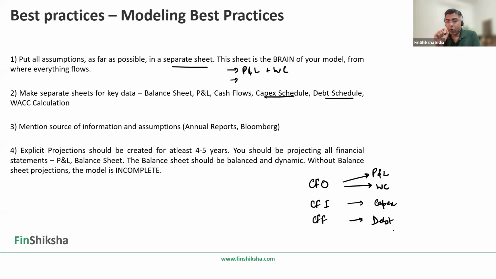Explicit projection should be created for at least 4 to 5 years, preferably 7 to 10 years, sometimes even more than that. You should be projecting all financial statements, P&L, balance sheet, cash flows, of course, because you're going to discount that anyway. The balance sheet should be balanced and dynamic. What do I mean by dynamic? Basically, you change some assumption somewhere, it should automatically change the balance sheet, P&L, cash flows, everything. And everything should be in sync together. Balance sheet should remain balanced, whether you change any assumption anywhere. Once the model is done, the only thing you change is the assumptions.